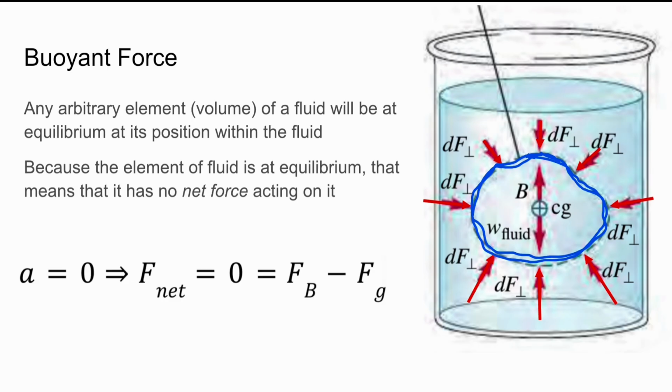Which means there's going to be some weight that is pulling this arbitrary element of fluid down. That's its force of gravity, right? And so there has to be some force pushing back up. And that's what we call F_B, or our buoyant force. And since we're at equilibrium, those two things have to equal one another.